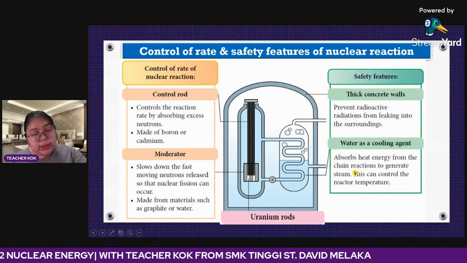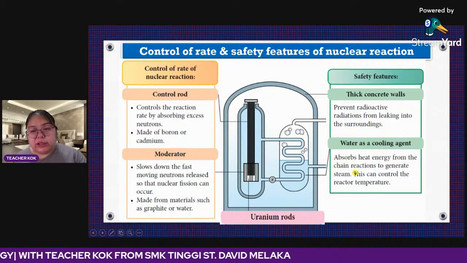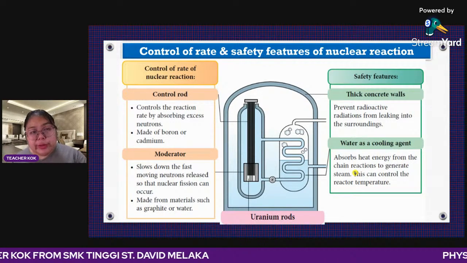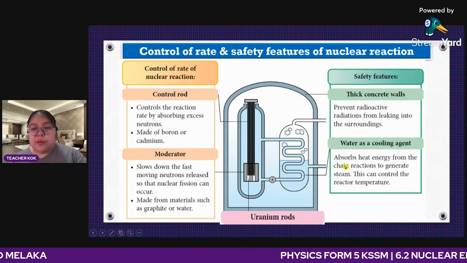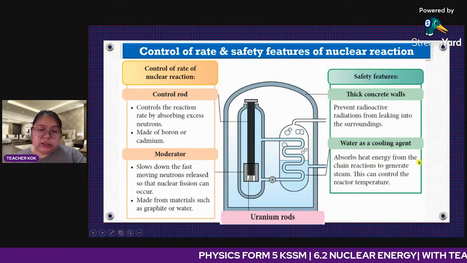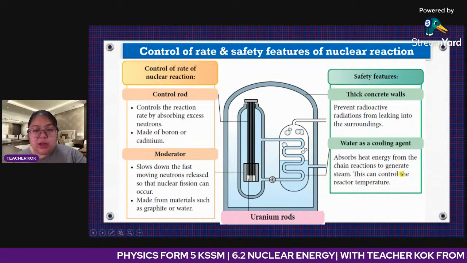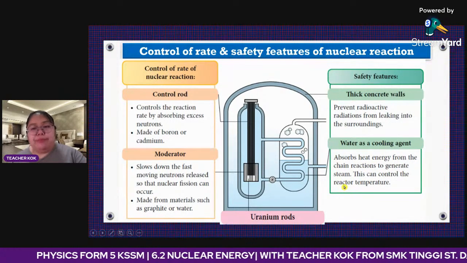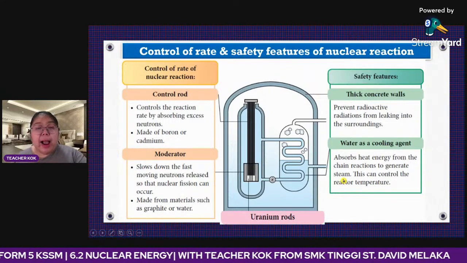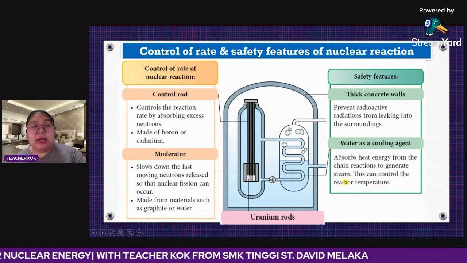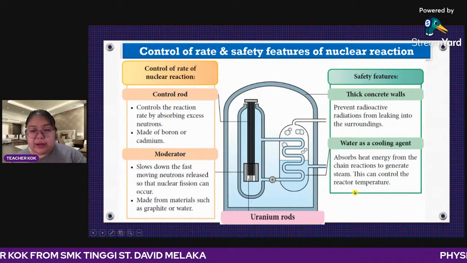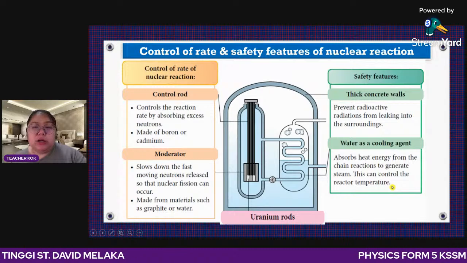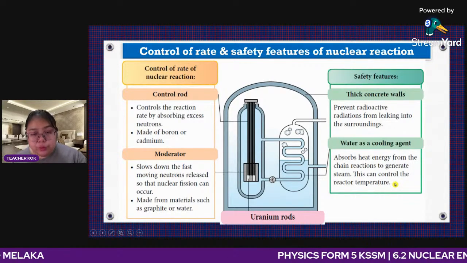Okay, we're using water as a cooling agent. The first reason is that water is easy to get. Number 2, the low cost. Number 3, it absorbs heat energy from the chain reaction to generate steam. Water has a high specific heat capacity, so it can store much of the energy and control the reactor temperature. So this one is a safety measure.